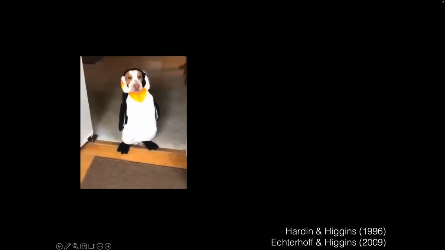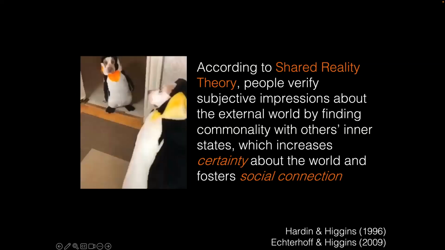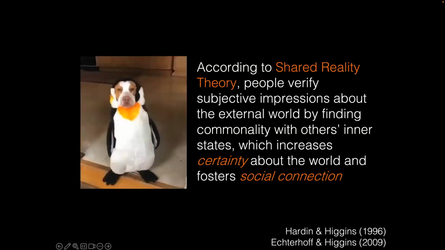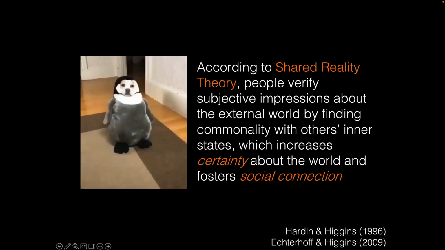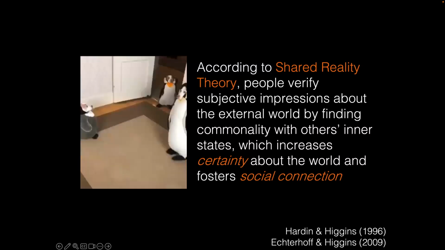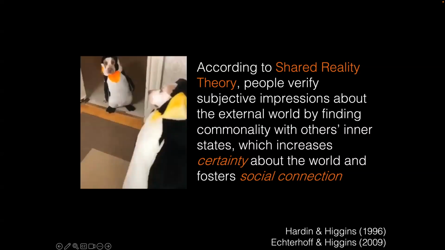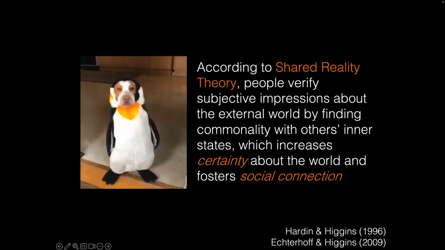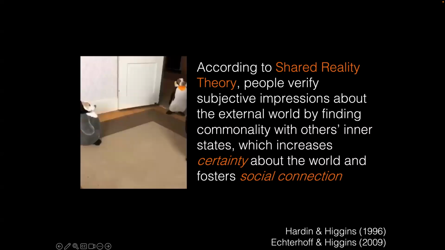So there's an interesting theory developed by Troy Higgins and colleagues called shared reality theory. According to shared reality theory, people verify their subjective impressions about the external world by finding commonalities with others' inner states. So basically, if I'm not sure about what's going on, I might talk to other people in the room, and they might say, oh yeah, I think the same thing. If a lot of people think the same thing, that's going to increase my confidence that that's the correct interpretation. And if a lot of people think something else, I'm going to decrease my confidence. So that kind of makes sense.